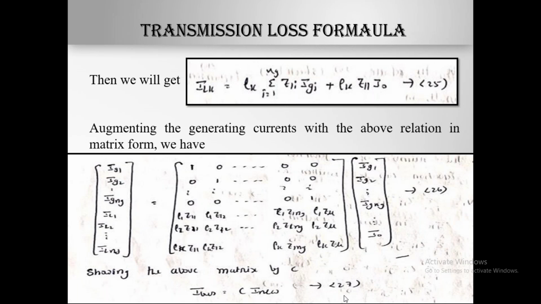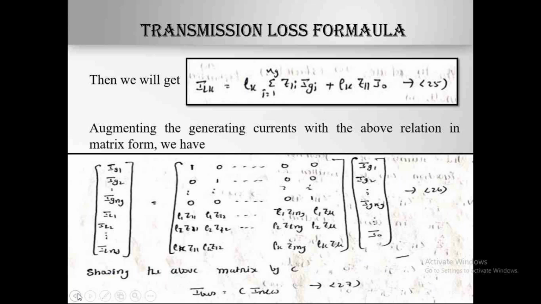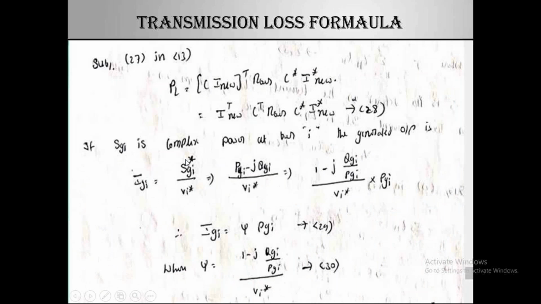So here the matrix should be converted into the simplest form, that is I bus is equal to C into I nu, and this is represented as the 27th equation. Now if you substitute the 27th equation into the 13th equation, so I bus is equal to C I nu, right? Instead of I bus I can substitute C into I nu. In this 13th equation I'm substituting I bus is equal to C into I nu.